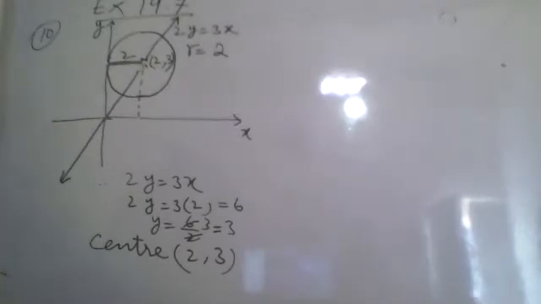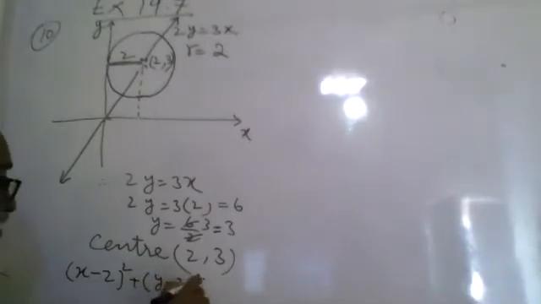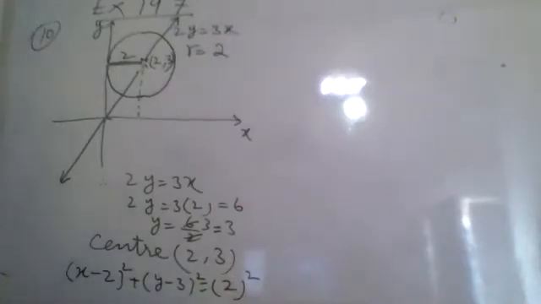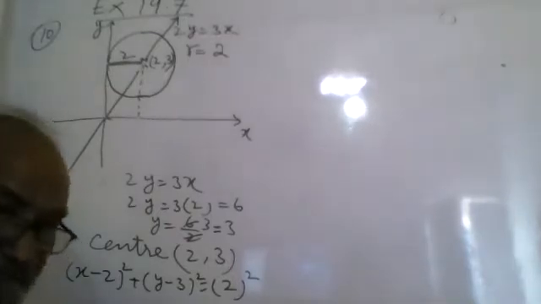And the radius is already given, 2. So we use these two pieces of information, the center and the radius, to find the equation: (x minus 2) whole square plus (y minus 3) whole square will be equal to the radius 2 squared. Solve it, simplify it, and you will get the equation.